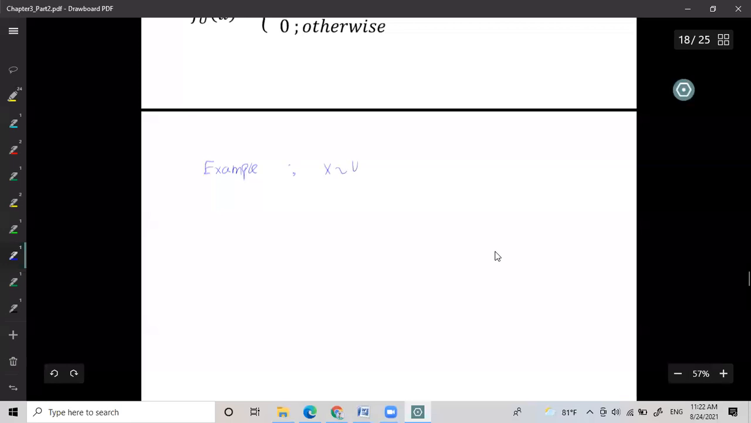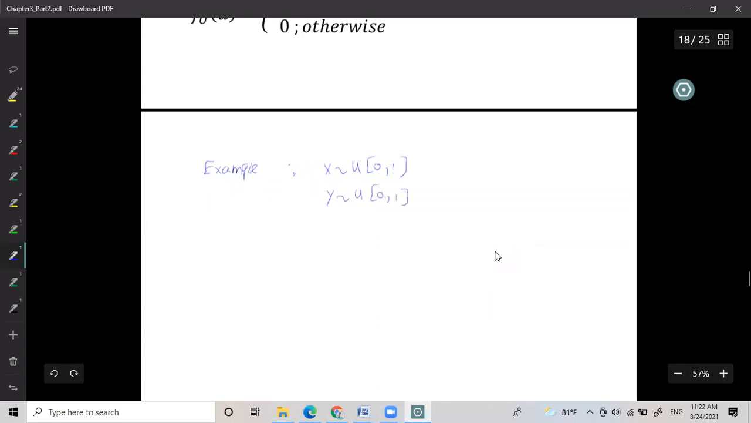If X is uniform 0 and 1, Y is also uniform 0 and 1, and X and Y are independent. This U is for uniform, okay? What is the distribution of X plus Y?